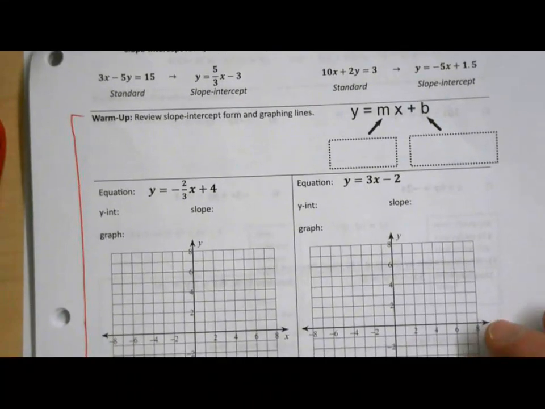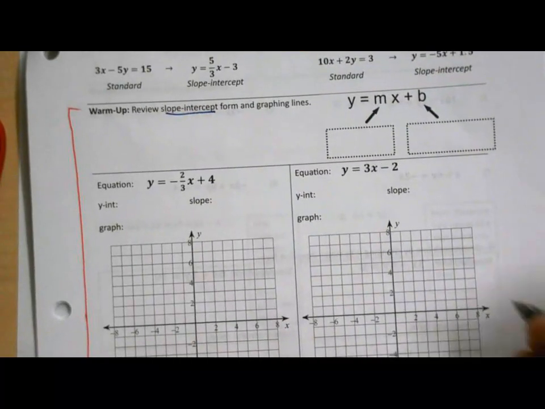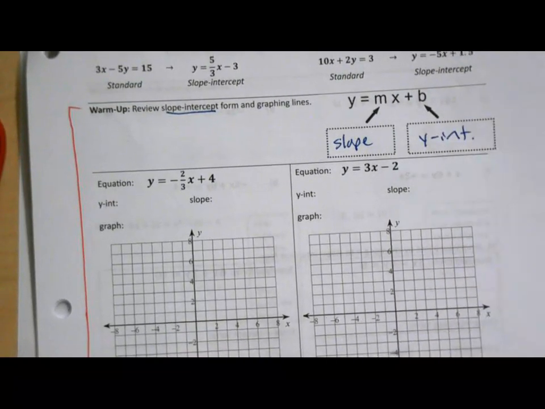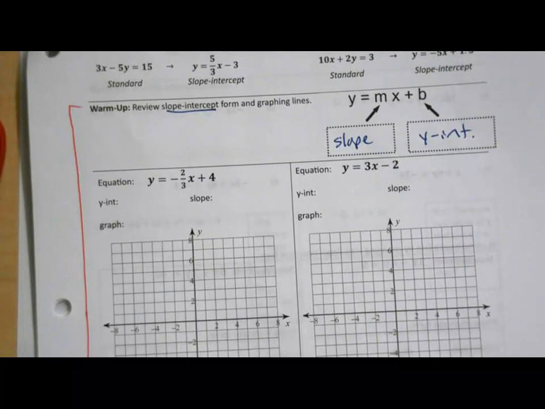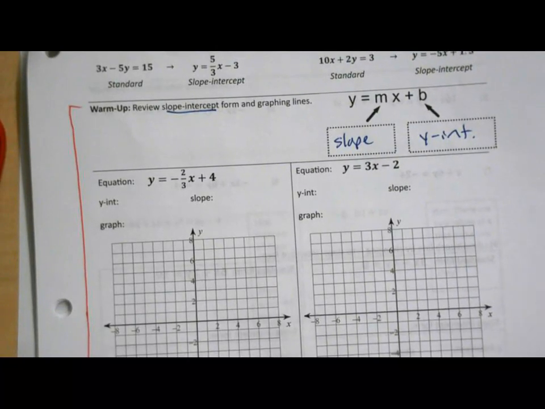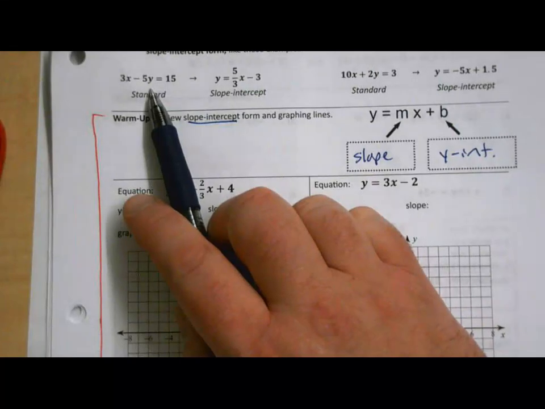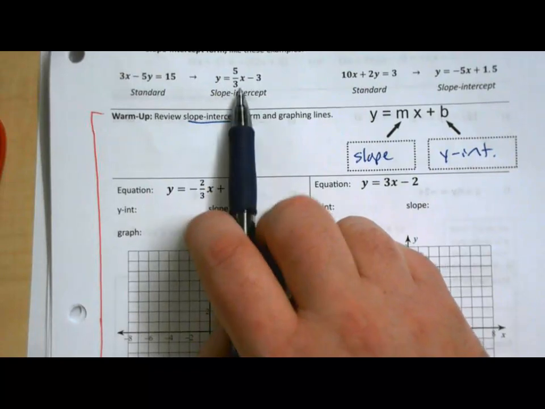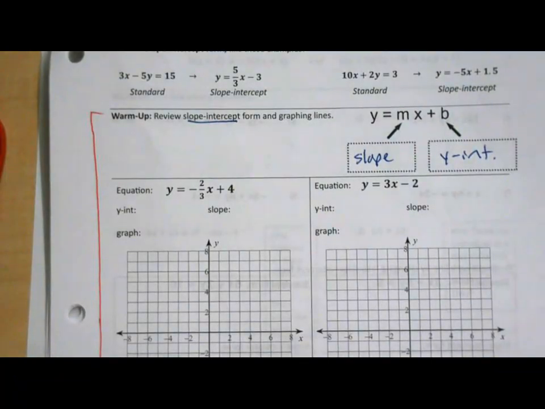All right, so reviewing slope-intercept form. This is called slope-intercept form because it's got the slope and the y-intercept in it, right? You guys are used to looking at these equations and knowing where the slope is and the y-intercept is. So we're going to be looking today at equations that look like this, and our goal is going to be to convert them into slope-intercept form so that we can graph it. Let's make sure that we remember how to graph slope-intercept form first, though, because it's been a little while.